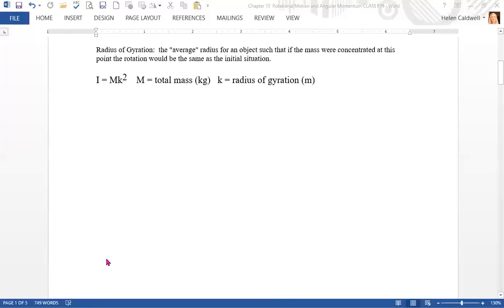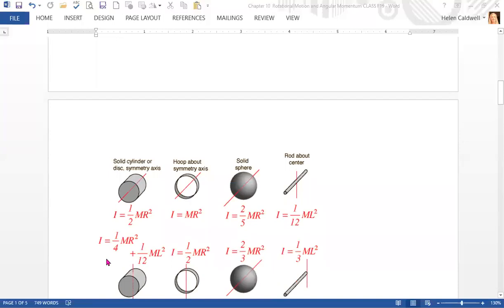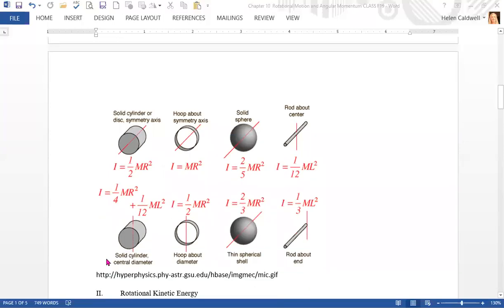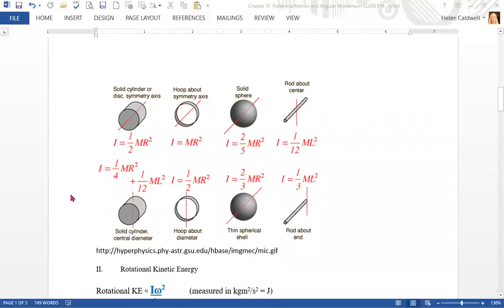So let's see what we would calculate with. Let's look at these diagrams. This diagram would be provided on a test. So we have the solid cylinder, that's kind of like the pencil. The hoop, well, this is a little bit like a bicycle wheel. A solid sphere, that's a pool ball or a bowling ball. Rod about the center, that's a propeller.